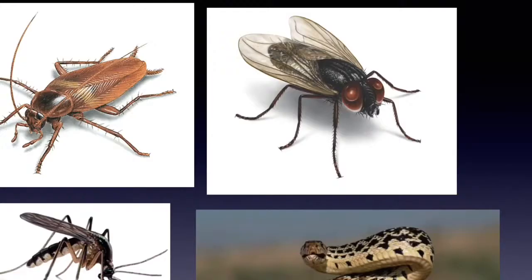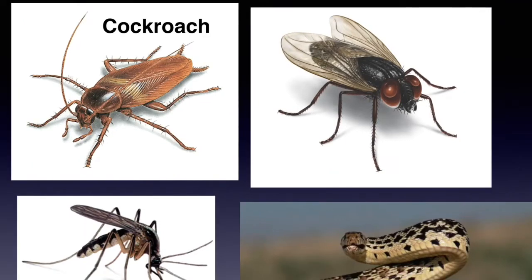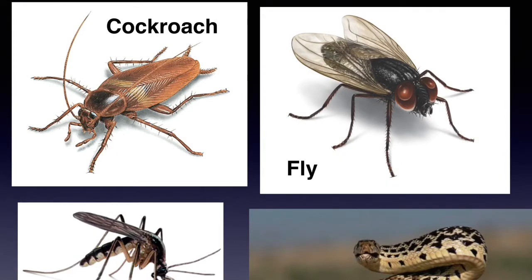Okay, here we go. The creature in the upper left, kind of disgusting. Somebody know what that is? That's right. That is a cockroach. Now, what about the animal right next to the cockroach? Someone tell me what that is? That's right. That is a fly.